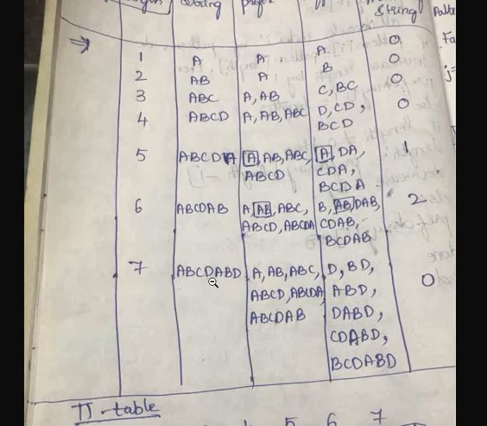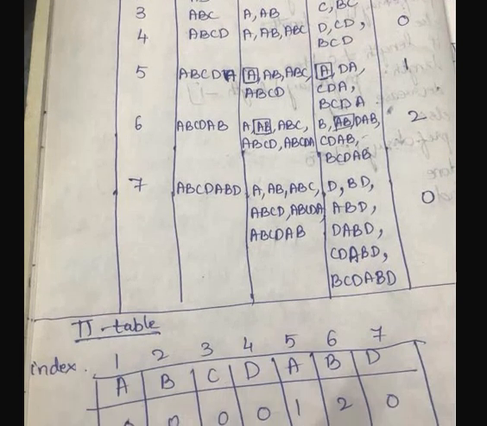At the end you have A, B, C, D, A, B, D. Same thing, what will be the prefix? It can be A, AB, ABC, ABCD, ABCDA, ABCDAB till here. Only the last element you have to leave. In suffix what you have to do? Go in the reverse order: D, BD, ABD, DABD, CDABD, BCDABD. Compare. Any matches there? No matches there. So take it as 0.